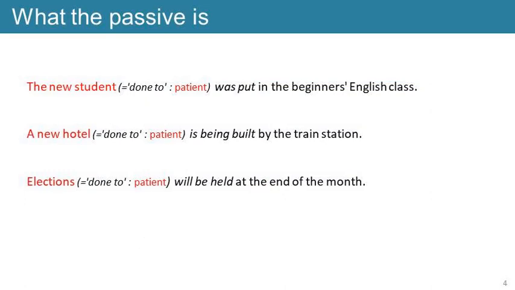Here are three more examples of the passive. In each case, the grammatical subject, i.e. the red words, is not the doer of the action, but the done to. The correct grammatical term for done to is patient, and the doer is the agent.